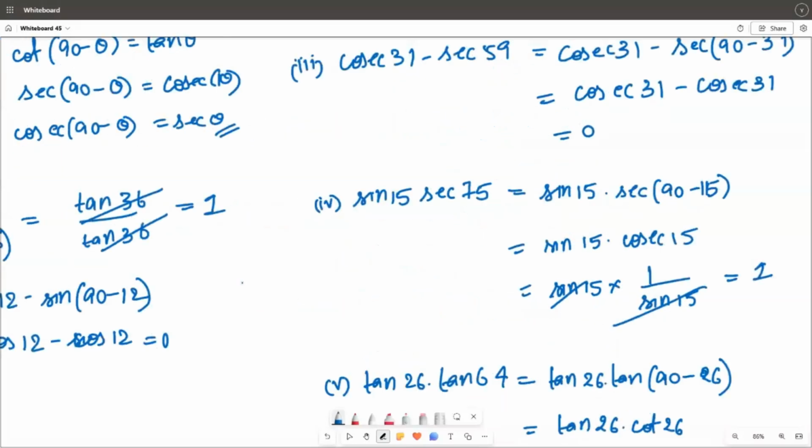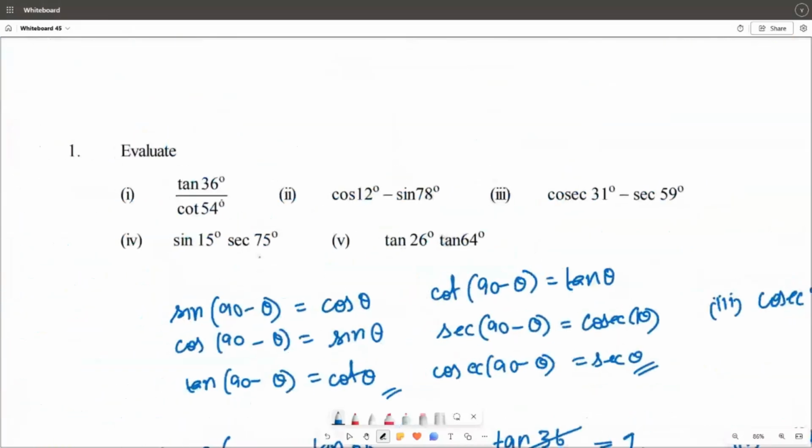So for the first question of exercise 11.3, we got the answers as: first one 1, second one 0, third one also 0, fourth one 1, fifth one also 1. That's it. Hope you understood the question.